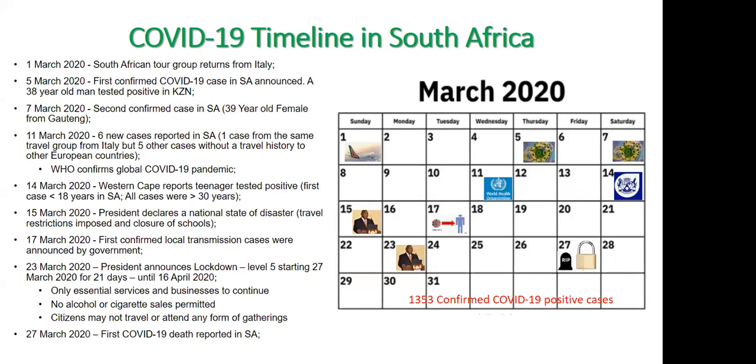It was unpleasant, and the implication was that only essential services and businesses were to continue operating. There was no alcohol or cigarette sales permitted, and citizens were not allowed to travel or attend any gatherings. It was a really tough time, and this hard lockdown, as they called it, level 5, was to last for 21 days. By the 27th of March, we had our first COVID-19 death reported in South Africa, and by the end of the month, we had 1,353 confirmed COVID-19 cases.